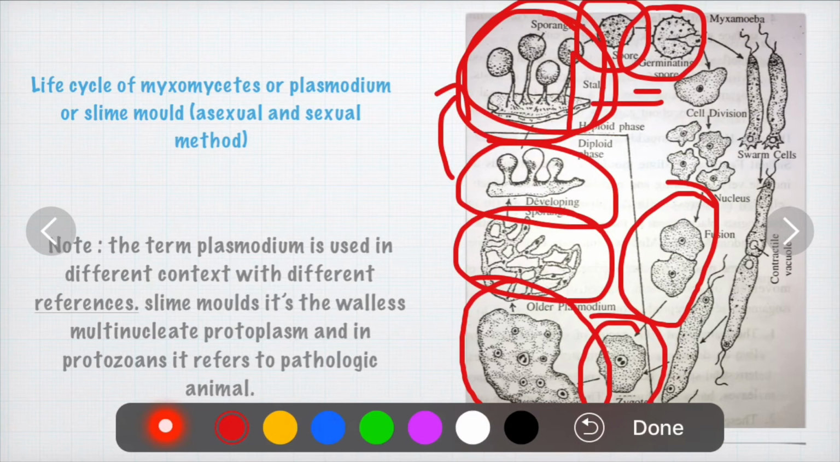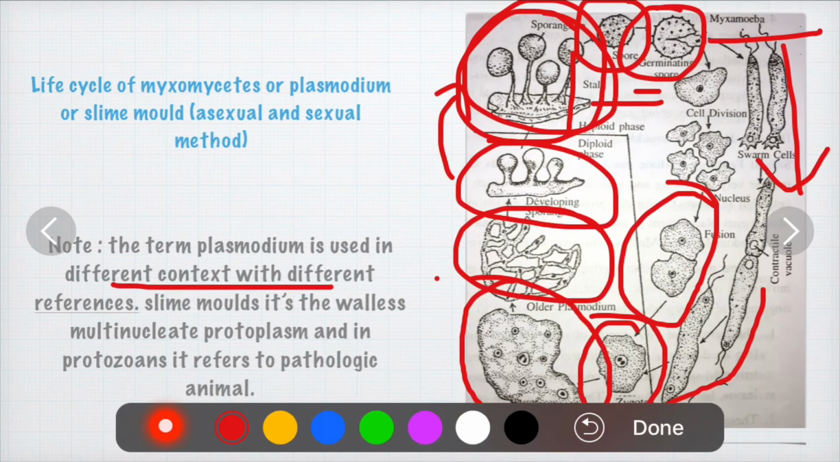In asexual reproduction, sometimes the germinated spores develop into a myxamoeba, or swarm cells. The swarm cells are able to develop into a new plasmodium. That plasmodium becomes older, and then the cycle repeats. An important note: the term plasmodium is used in different contexts with different references.